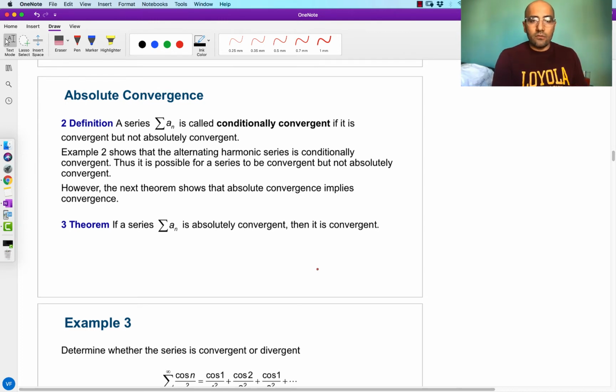Okay, so there's an example of something that's conditionally convergent. And then this third theorem, this is where it pays off, or why we're studying this. This theorem says that if a series is absolutely convergent, then it is convergent. So stating absolute convergence is a stronger statement than just saying convergent.